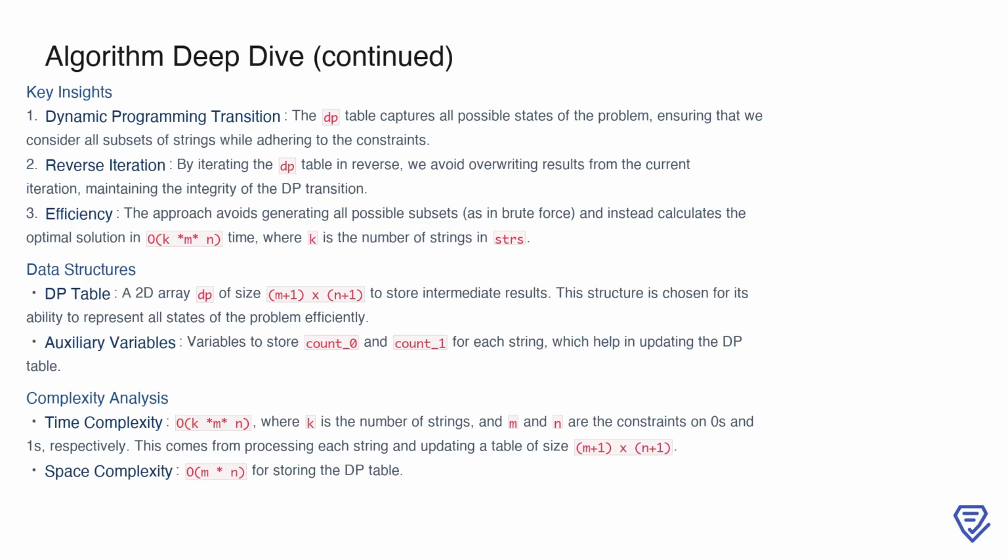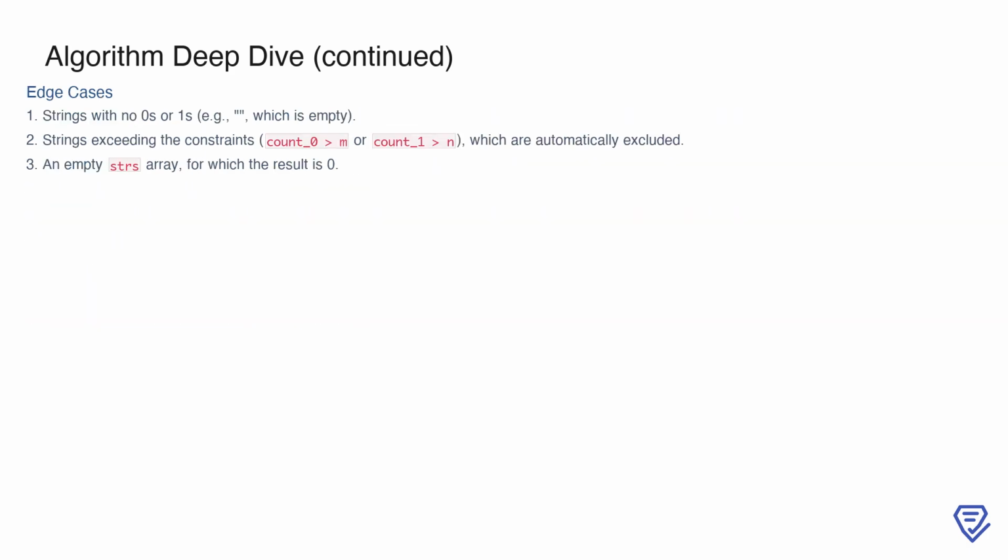In terms of complexity, the time complexity is driven by the number of strings and the size of the DP table, while the space complexity is O(m*n) for storing the table. Finally, let's consider some edge cases that the algorithm must handle.